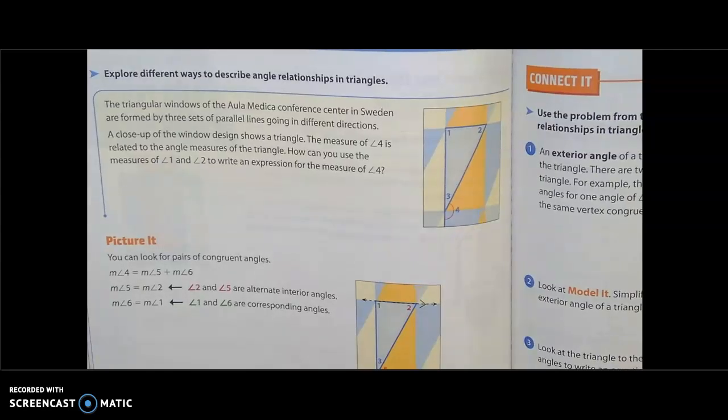A close-up of the window design shows a triangle. The measure of angle 4 is related to the angle measures of the triangle. How can you use the measures of angles 1 and 2 to write an expression for the measure of angle 4? So we don't have actual angle measures.